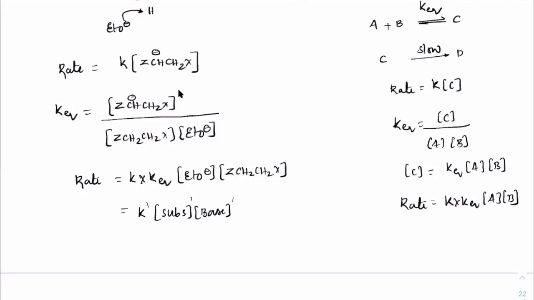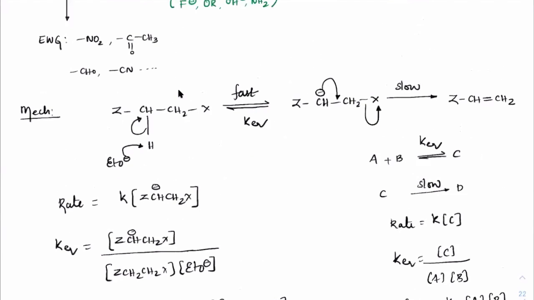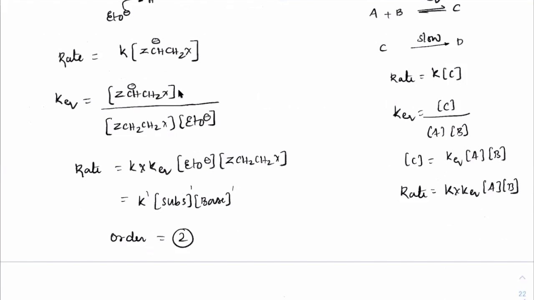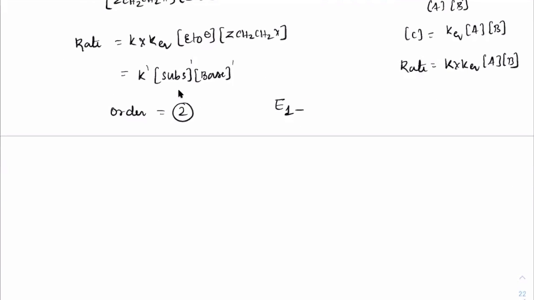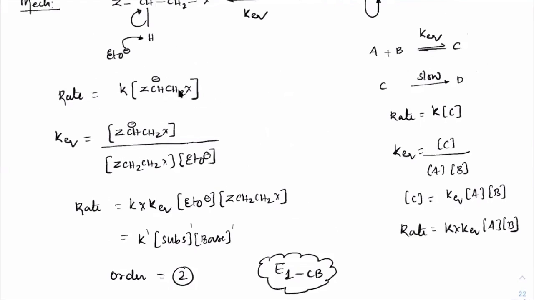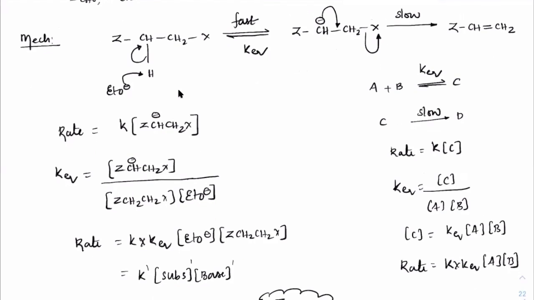And you see both of them have power 1, so the order of this reaction will be 2. So it is second order. And if you see in the slow step, how many molecules are involved? There is only one molecule involved in the slow step. That's why it is called E1. But that E1 is forming because of the conjugate base, hence the mechanism is called the E1CB mechanism. That one is always about the molecule used in the slow step. Okay, students, please make a note.